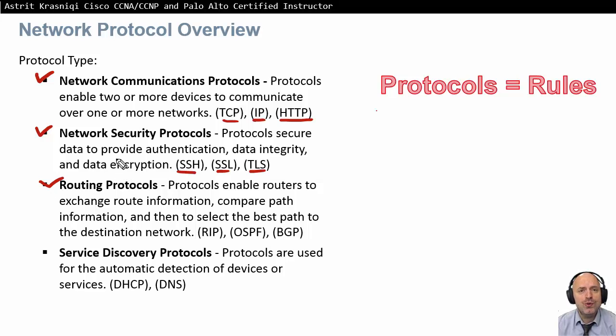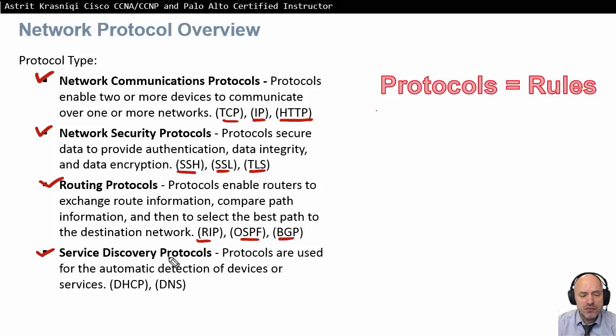Then we have routing protocols. Routers use these to make sure that they know all the paths from the source to the destination and maintain those paths. For example, if one of the paths fails, they will find a new path and choose the best path from the source towards the destination. That's a routing protocol. We have different protocols: RIP, OSPF, and BGP.